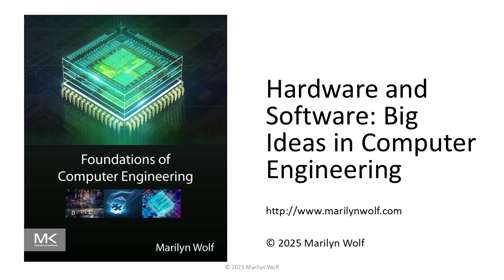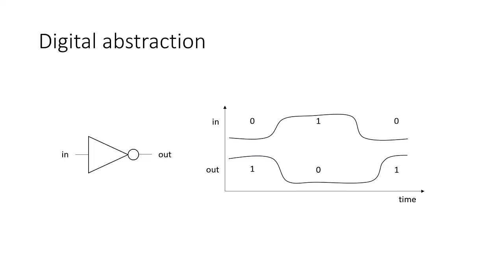Let's think about some of the big ideas in computer engineering. The digital abstraction allows us to use electronic circuits in order to represent logical values and functions. On the left-hand side, we have a symbol for an inverter, which is a logical negation.